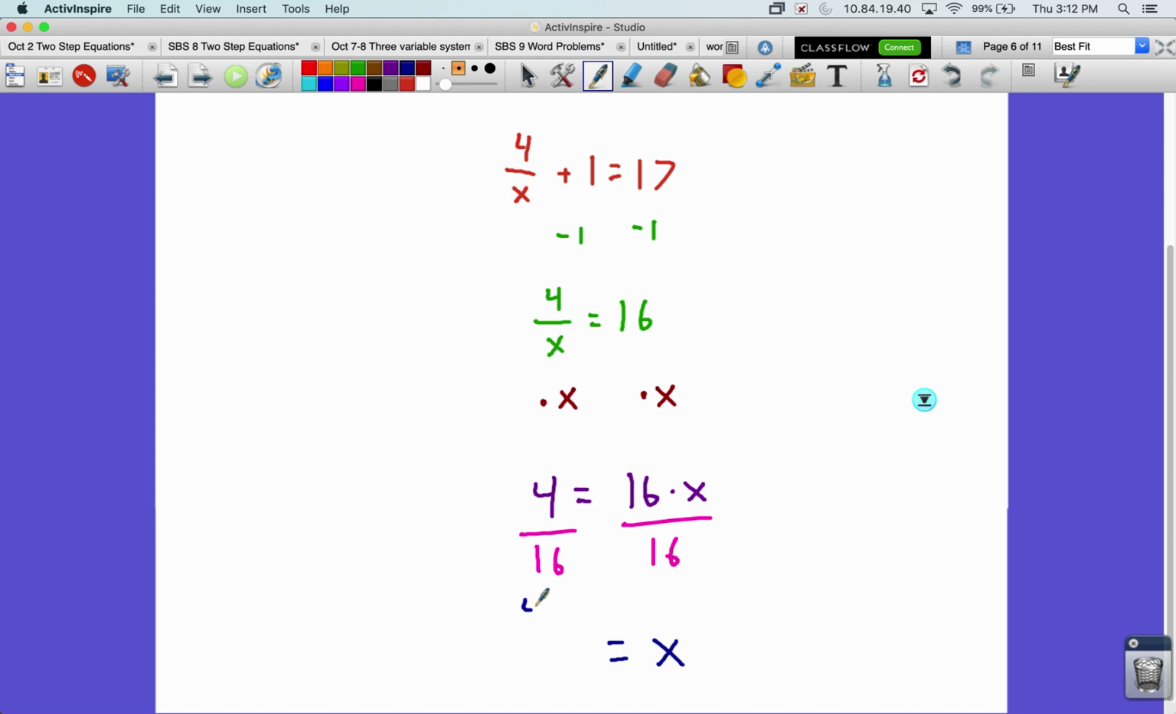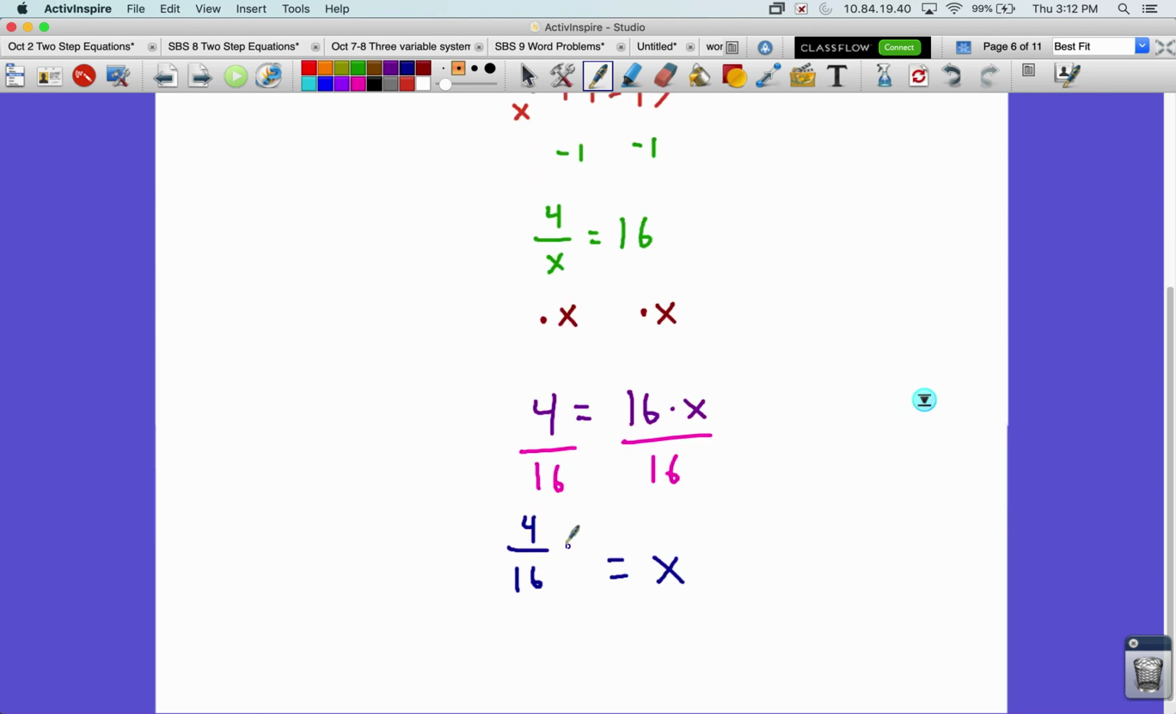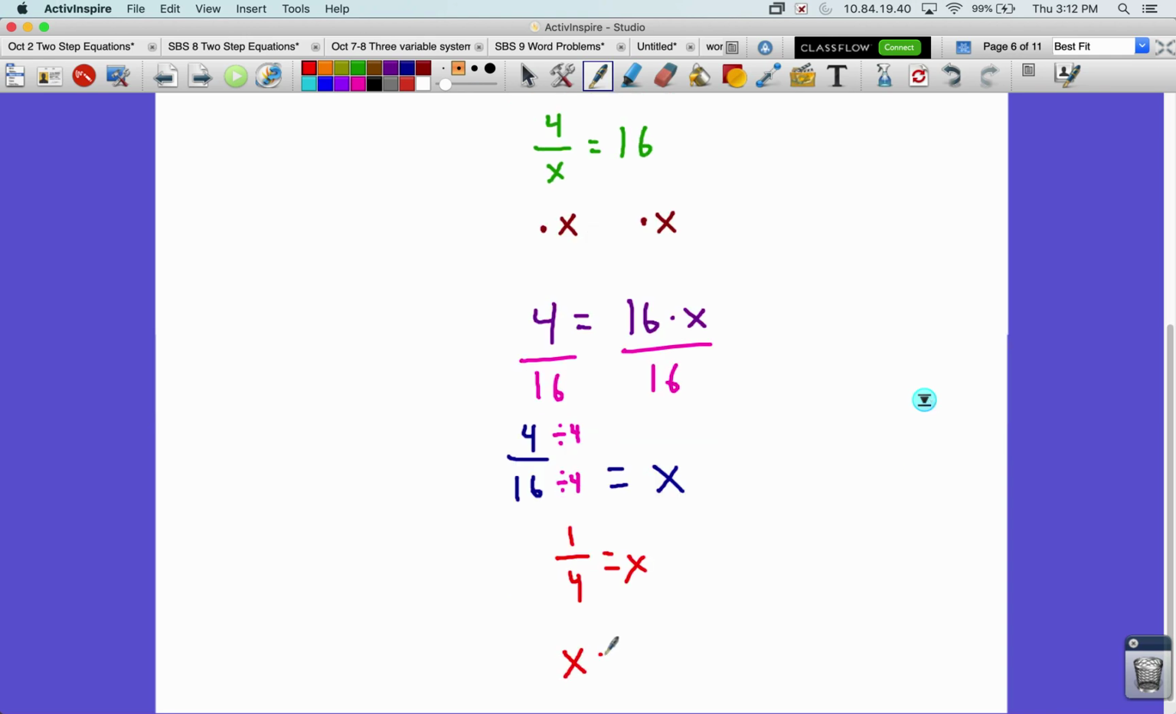On this side, I've got 4 over 16, which you might be tempted to leave as your final answer because 4 is not evenly divisible by 16, but they are both divisible by 4, so I can divide the top and the bottom by 4 and simplify this fraction to be 1 over 4 equals x. And then I always like to put my answers as x equals 1/4. Always bring the variable to the left.